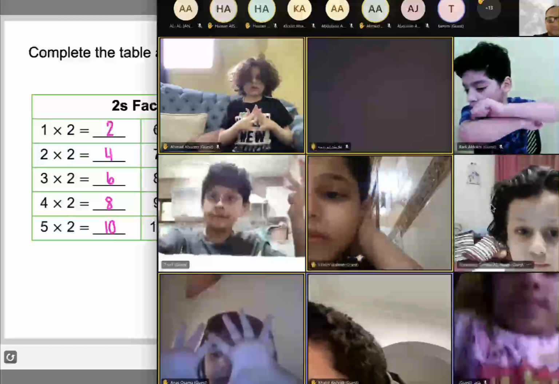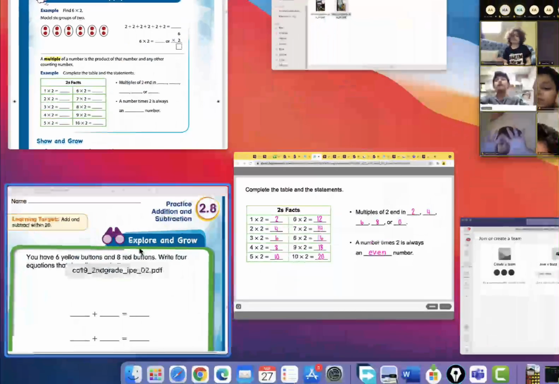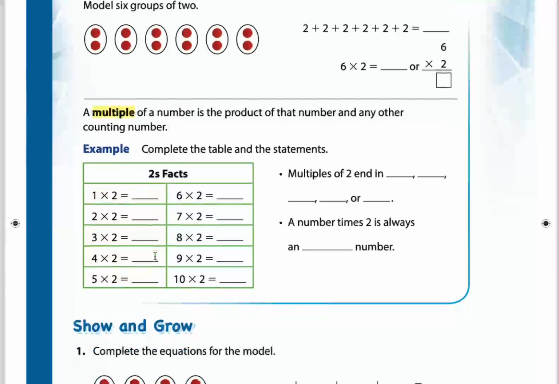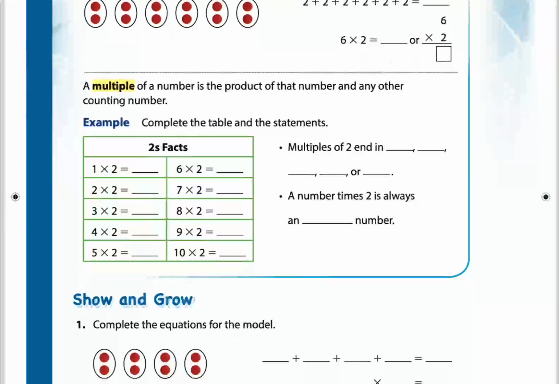Thank you, everyone. Okay, now, my heroes, let's go back to the book. Okay, we did this already, but I want to highlight something here. It's highlighted already, but I want to show you the definition of this word. My hero, mute your mic. Hassan, mute your mic. A multiple of a number is the product of that number and any other counting number. So this is the meaning of multiple.